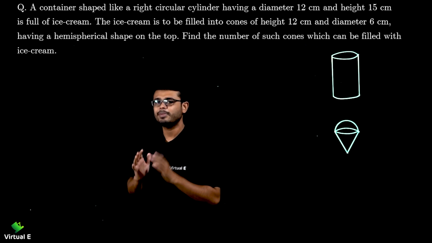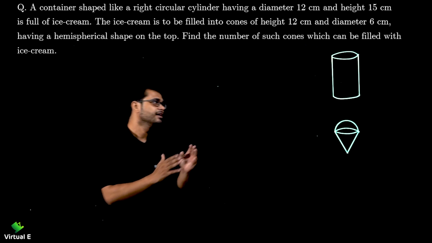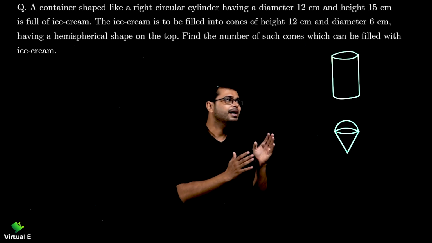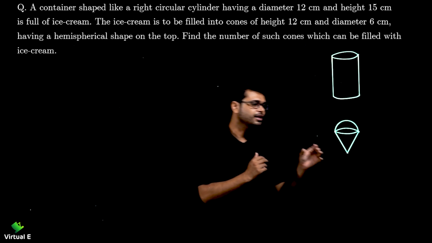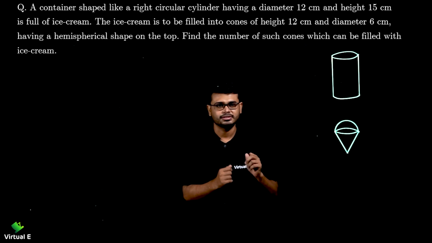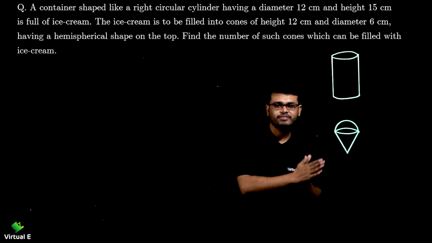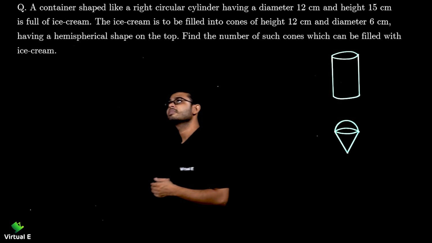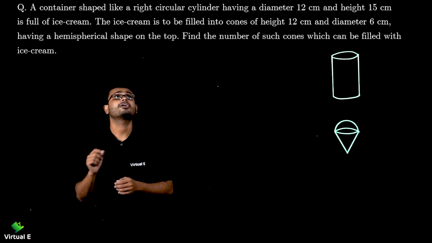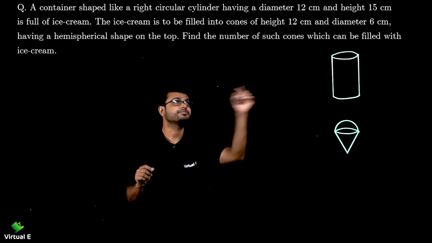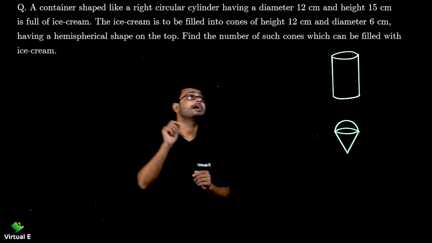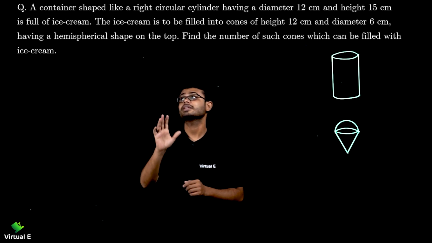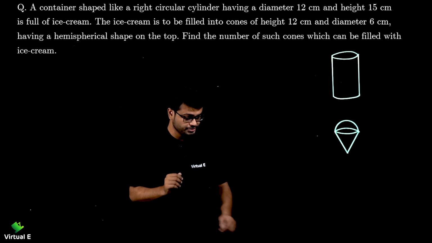Okay, so this is an application question. That's why it is written that a cylinder container is filled with ice cream, and how many cones can you fill of this particular dimension, right? We have information provided like height and radius. Let's read the question. A container shaped like a right circular cylinder, so this first shape, having diameter 12 centimeter and height 15 centimeter. Let's stop over here and write the information.